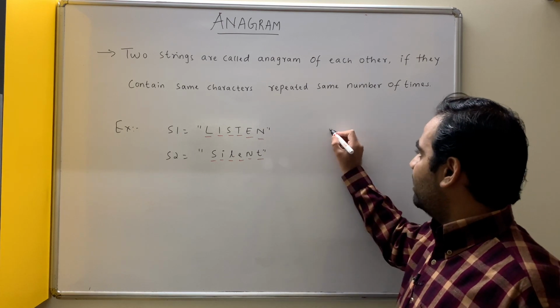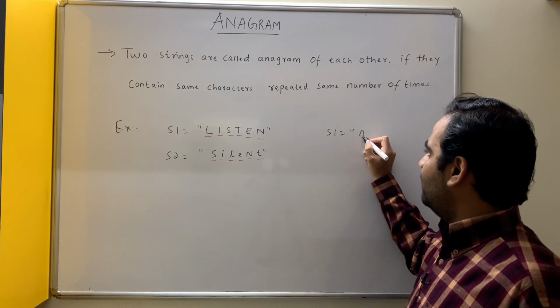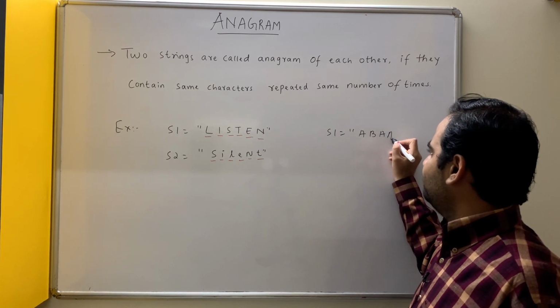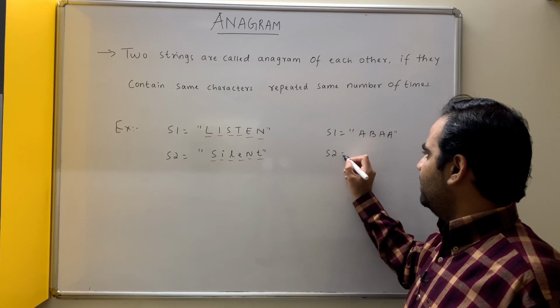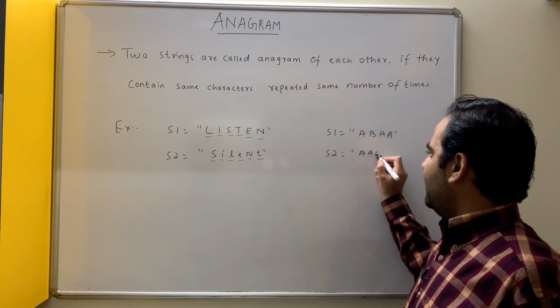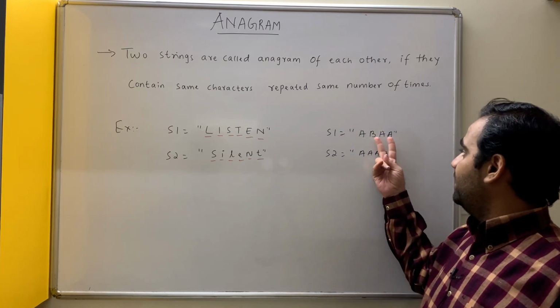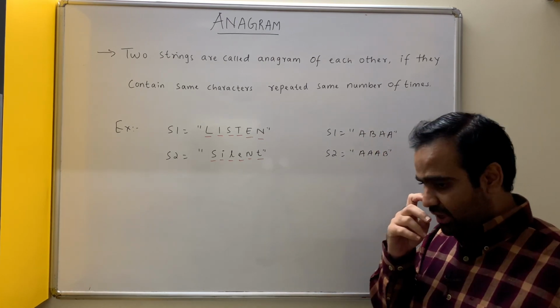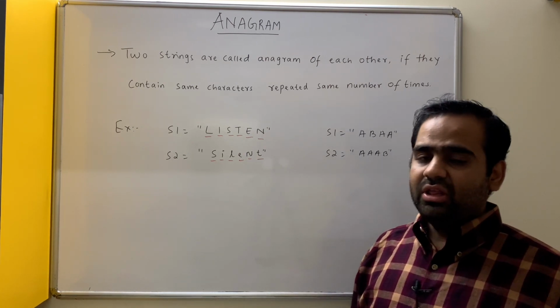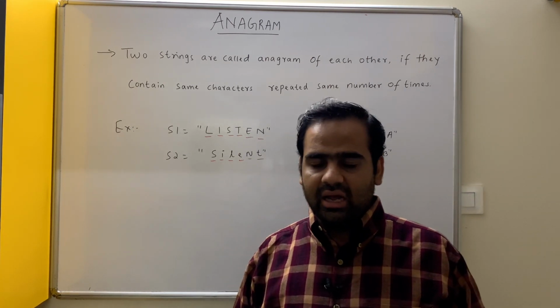Let's take another example. If I say S1 is equal to A, B, A, A, and S2 is equal to A, A, A, B, these two strings are anagrams of each other because A appears 3 times and 3 times, and B 1 time and 1 time. This is what we call an anagram.